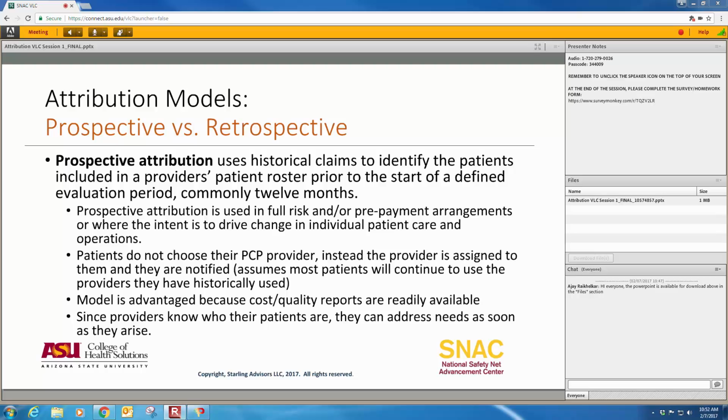In this model, patients don't choose who they're attributed to. They are assigned, and then they're typically notified. For example, the Medicare Shared Savings Program requires the patient be notified, although the notification rules actually did change a little bit in 2017. The model is somewhat advantaged because cost and quality reports become readily available. You can start sharing data on the precise population essentially immediately upon reaching agreement on the contract. And since providers know who their patients are, it allows for the most proactive patient engagement and activation strategies, as we'll discuss a little bit later.